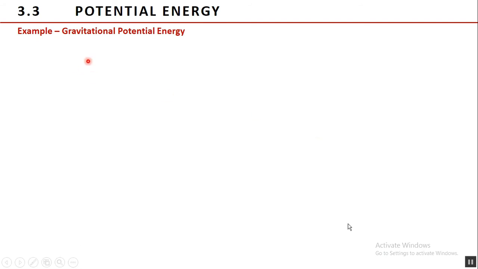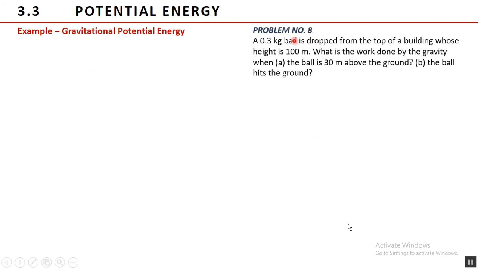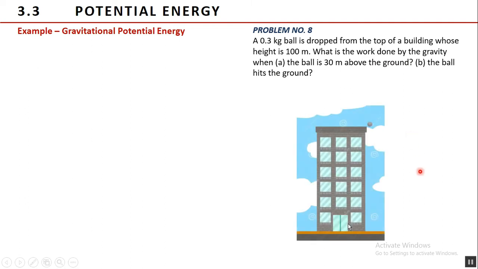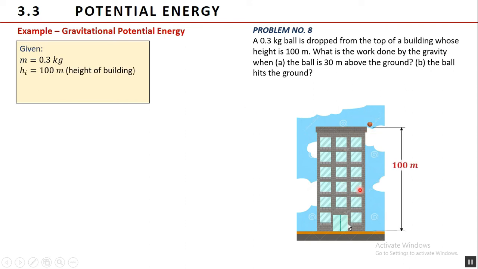Let us solve this problem. Problem number 8. A 0.3 kg ball is dropped from the top of a building, whose height is 100 meters. What is the work done by gravity when, letter A, the ball is 30 meters above the ground? Letter B, when the ball hits the ground. So imagine this is the building, and this is the ball of mass 0.3 kg, dropped from this building at an initial height, h sub i, of 100 meters.